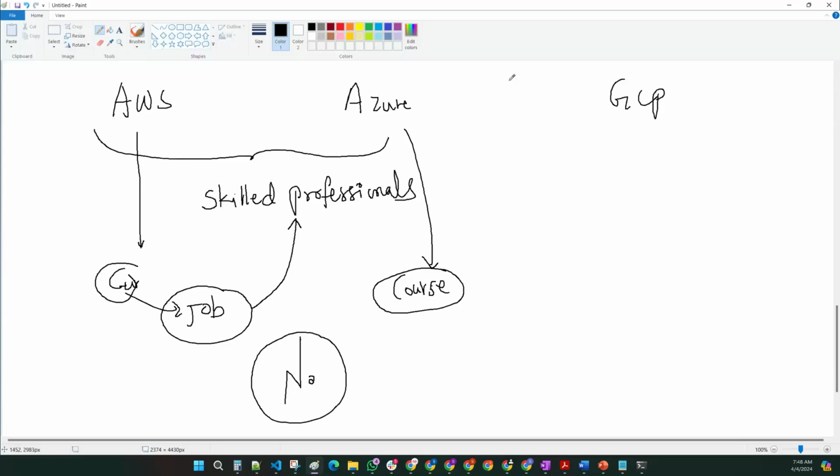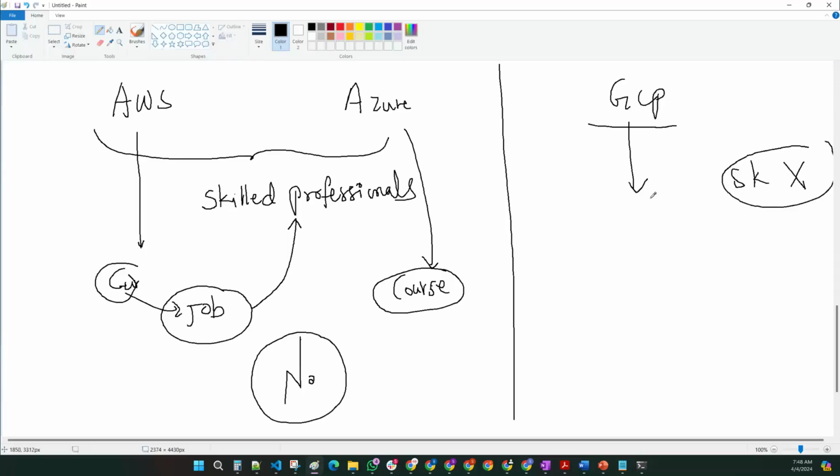Now, on the other hand, you have GCP. GCP is not an established market. It is a growing platform. So you don't find skilled persons here because it has only been available for the last 3 years. I am the only person having 4 years of experience, because even people did not know about GCP. I started working on it because of my company.